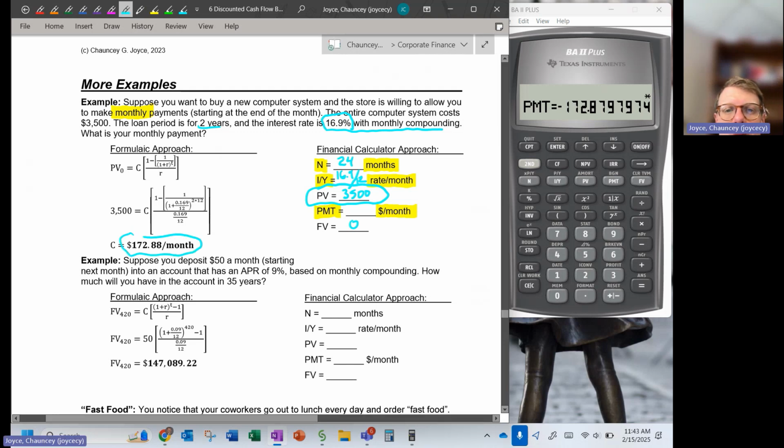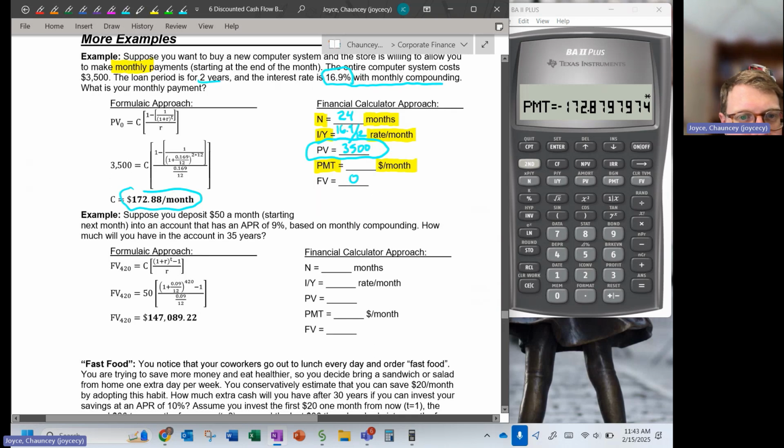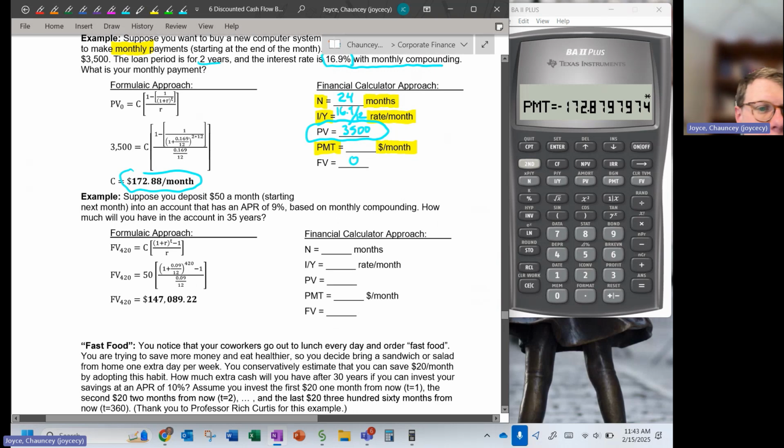Again, just be careful with timing, risk, and magnitude. All of those are monthly. Let's look at the next one. You're saving $50 a month starting next month. That's an ordinary annuity. Same thing as saying starting at the end of the month.